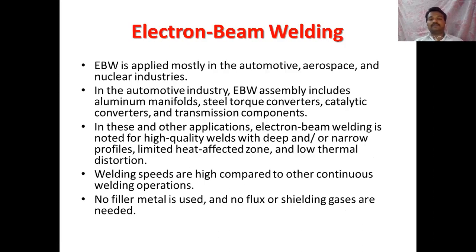Electron beam welding is applied mostly in the automotive industry, in the aerospace industry and the nuclear industry. In the automotive industry, EBW assembly includes aluminium manifolds, steel torque converters, catalytic converters, and transmission components. In these and other applications, electron beam welding is noted for high quality welds with deep and narrow profiles, limited heat affected zone, and low thermal distortion. Welding speeds are high compared to other continuous welding operations. No filler material is used and no flux or shielding gases are needed.